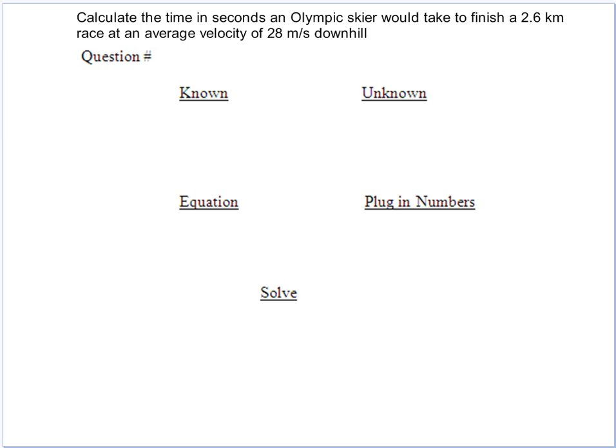This next question is question number 4, and it is the last question in the velocity series. The question reads, calculate the time in seconds an Olympic skier would take to finish a 2.6 kilometer race at an average velocity of 28 meters per second downhill. So we already see right away at the beginning what we're trying to find is time in seconds. So t equals question mark seconds. It gives us 2.6 kilometers and a velocity of 28 meters per second downhill.